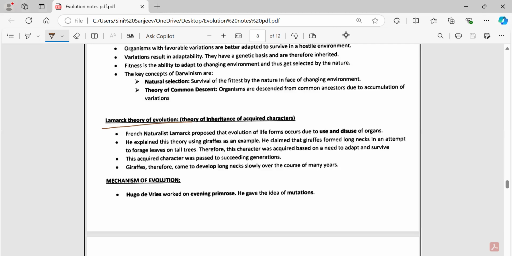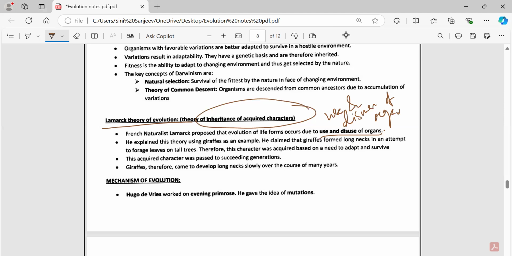That is the theory of evolution which is based upon the inheritance of acquired characters. Right. So obviously we know what we mean by inheritance of acquired characters, right? So what do acquired characters mean? It is actually a character which is developed by the use as well as the disuse of the organs, right? Use and disuse of the organs.